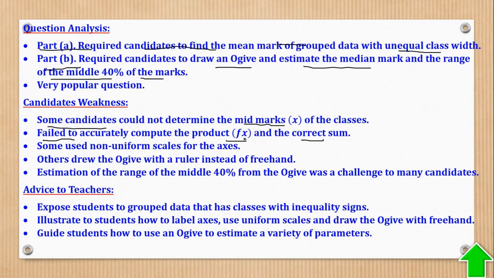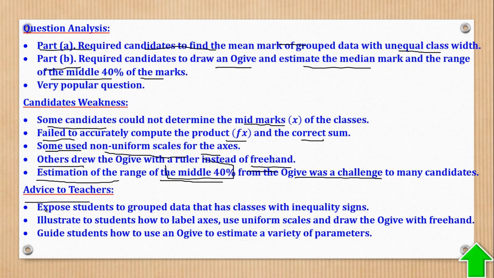So using a calculator, you must use a calculator when you're computing. Then also some used non-uniform scales on the axes. So the scale on the graph must be uniform. In the question, the classes may have unequal class widths, but on the graph, the scale has to be uniform. Then others drew the ogive with a ruler instead of freehand. So the ogive must be drawn freehand, and it must be reasonably smooth. The estimation of the range of the middle 40% from the ogive was a challenge to many candidates.